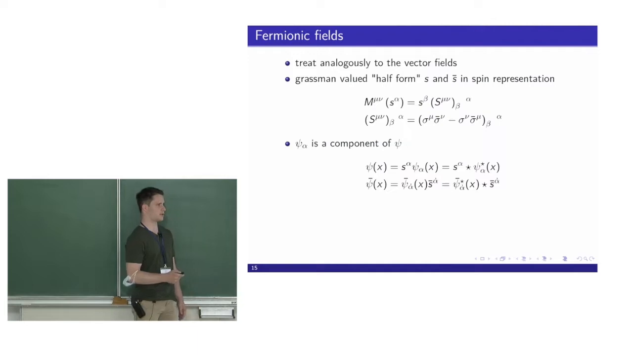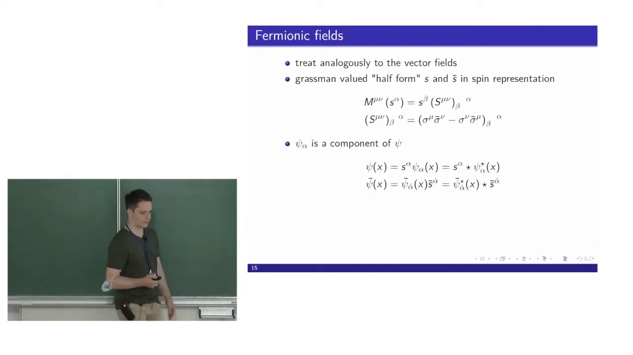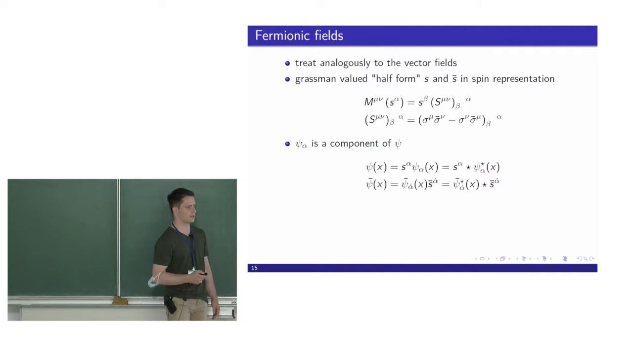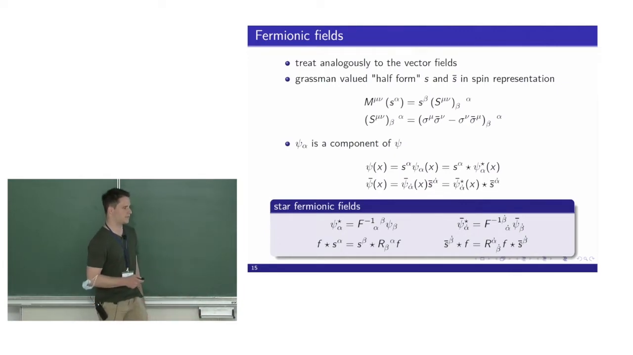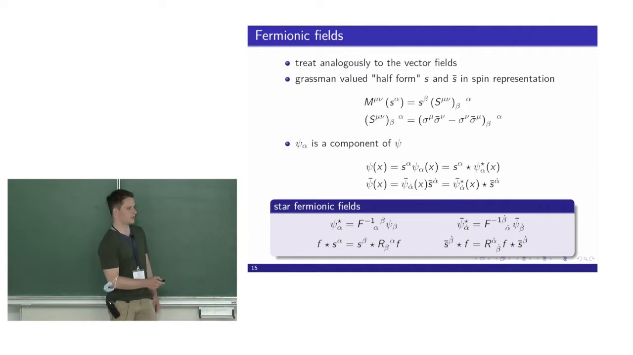And these are then defined just as the product of these half forms with these component fields, exactly like for the gauge field with basis 1 forms. This again is not respecting the twisted Hopf algebra structure, so we define these star version of these component fields, such that this respects the twisted Hopf algebra structure. Okay, so we can play the same game as with the vector fields. We can relate these star fields to the unstarred ones by having this inverse twist function.